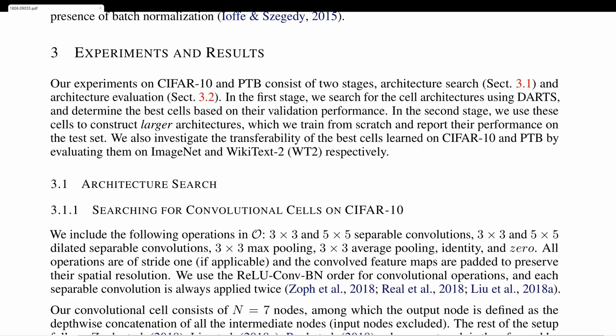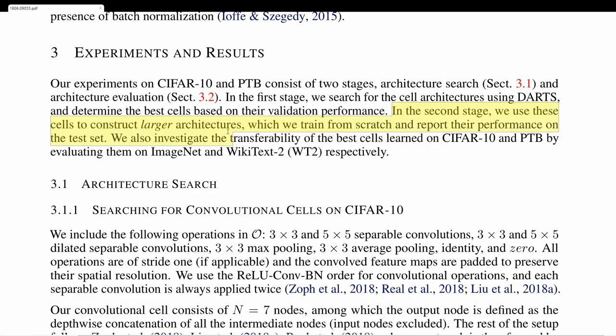3. Experiments and results. Our experiments on CIFAR-10 and PTB consist of two stages: architecture search, section 3.1, and architecture evaluation, section 3.2. In the first stage, we search for all the cell architectures using DARTS and determine the best cells based on their validation performance. In the second stage, we use these cells to construct larger architectures, which we train from scratch and report their performance on the test set.